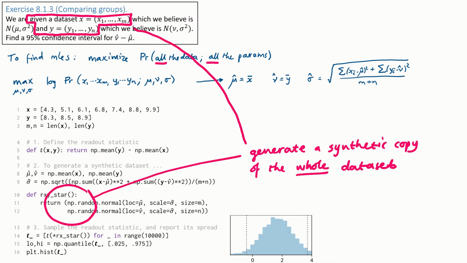The only thing that's worth dwelling on here is the synthetic dataset. As always, when I say dataset, I mean all the data that we're given. Here we're given two collections of readings, x and y, and so when we generate a synthetic dataset, we have to generate two collections of readings.